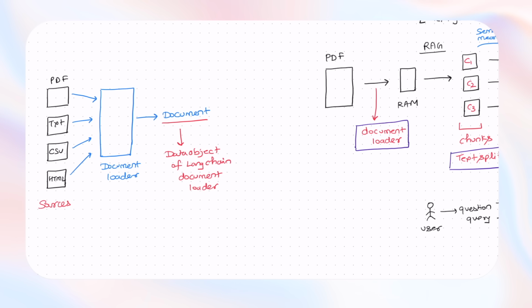So, a document data object in LangChain comes with two components. One is the metadata, and the other one is your page content. Page content. So we will look into it. I'll show you this. But as of now, I hope you guys are clear with this.